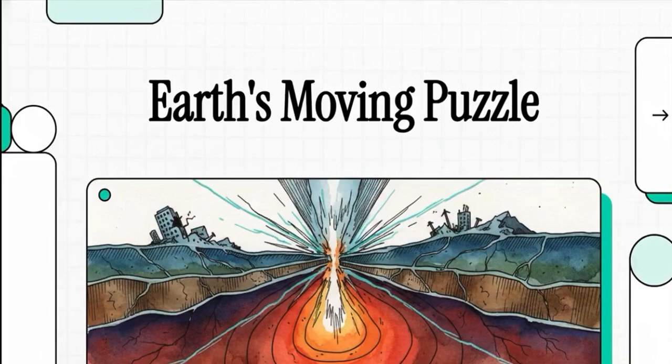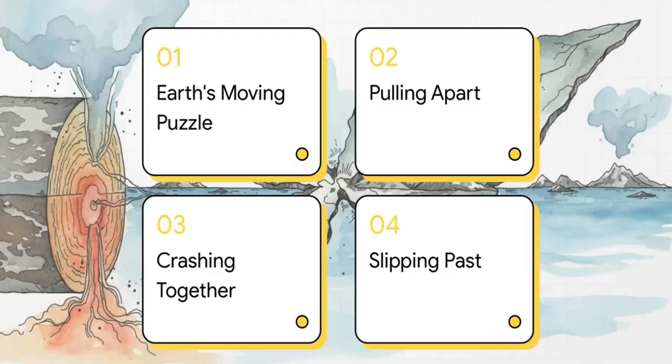If you've ever found yourself wondering exactly why the solid ground suddenly decides to shake violently, well, you're in the right place. Let's get right into it. We'll be breaking this down using a simple rule of three to categorize how the Earth's crust interacts. First, we'll look at the Earth's moving puzzle as a whole. Then, we'll cover the three boundary types: pulling apart, crashing together, and finally, slipping past one another.